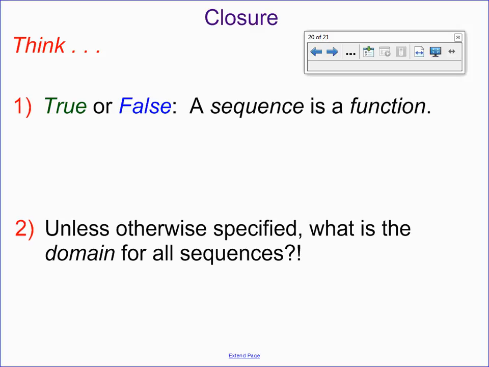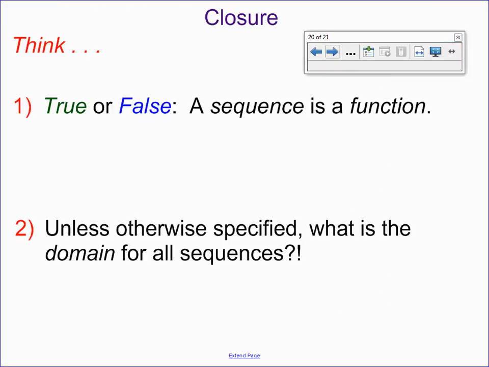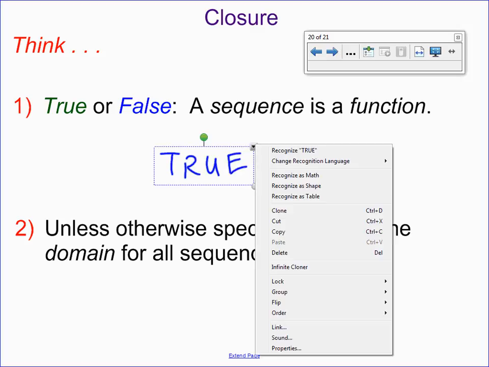Naya? True. A sequence is a function. And so every time I put in the term value 3, it's going to pair it with 7.5 in the L sub n scenario. Every time I put in a 4, it will pair it with 7. And so a sequence is a function. So that's true. Helpful if I wrote that in the same color though, wouldn't it?